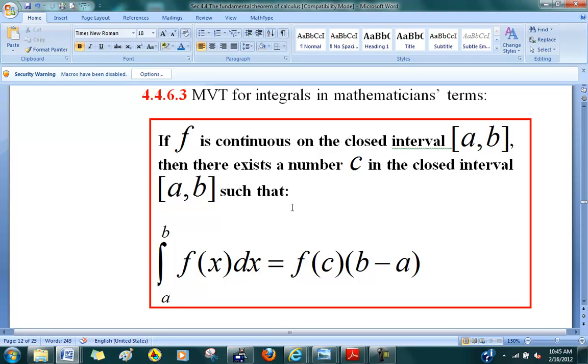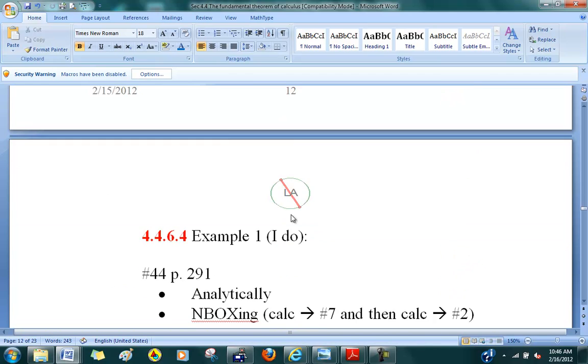On the left hand side again, you've got the area underneath a curve defined by an integral. On the right hand side, you've got the area of a rectangle whose width is b minus a and whose height is f(c). Okay, so this is the mathematical definition for the mean value theorem.